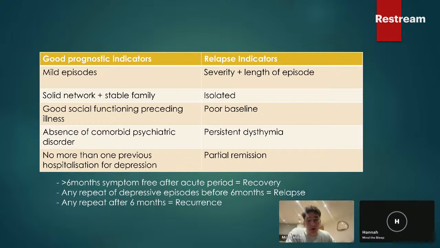And there's just a few terms at the bottom here. If a patient is symptom-free for 6 months after the acute period, that is classed as recovery. Any repeat of depressive episodes before the 6 months is known as a relapse, and any repeat after the 6 months is a recurrence.